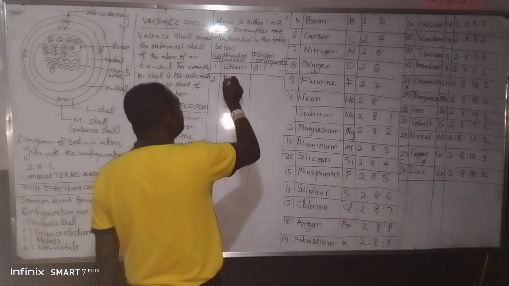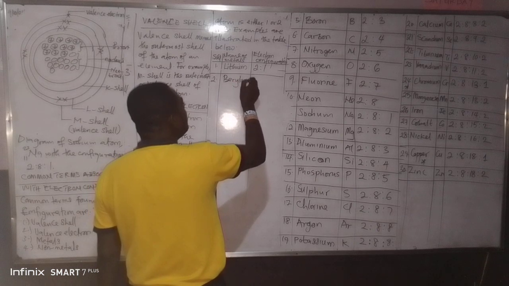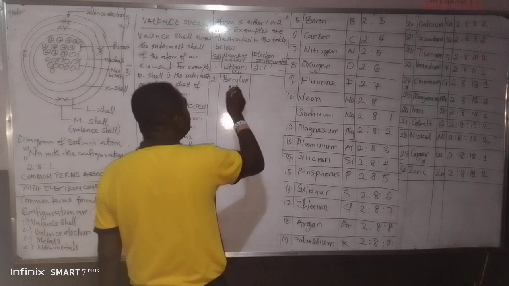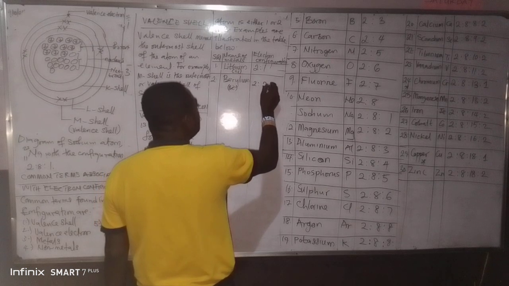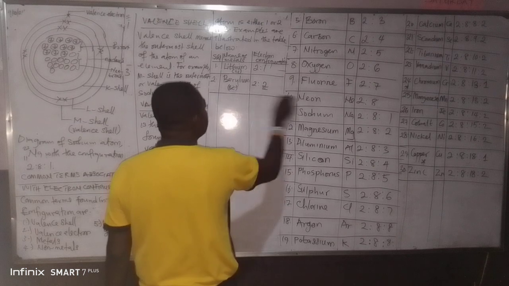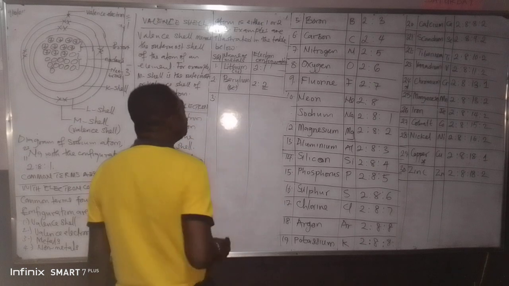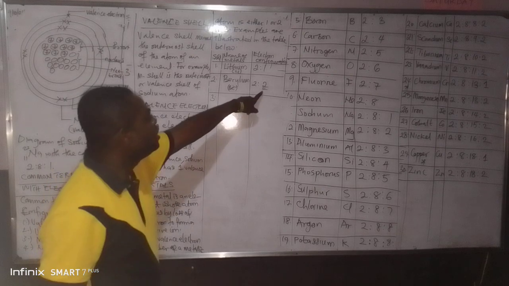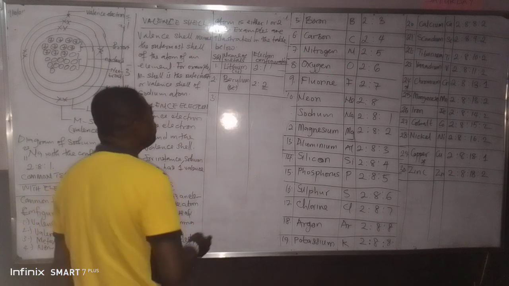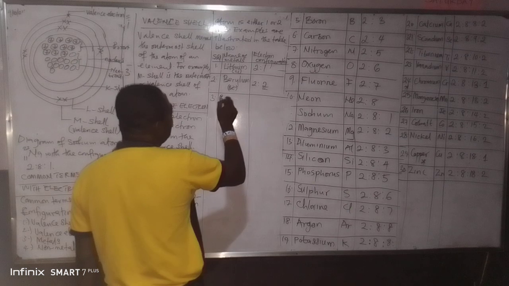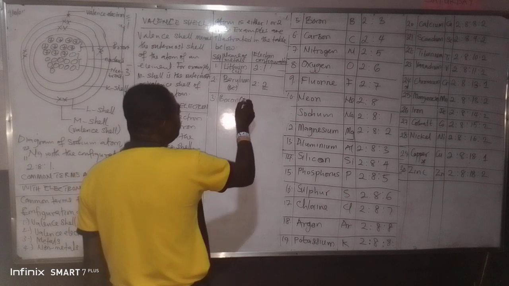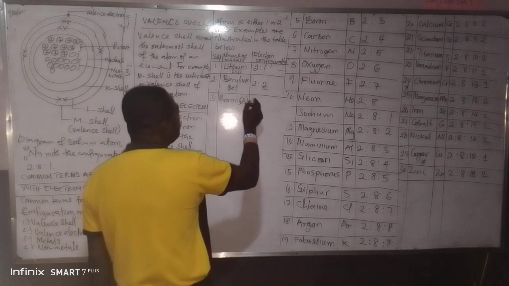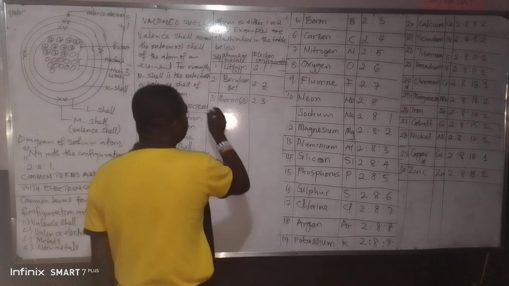Then we have beryllium, Be. That's 2, 2. So the valence electron is 2, so it's a metal. If they ask you about an element, is it a metal or a non-metal? Just try the configuration. If what you have outside is 1 or 2 or 3, it is a metal. We have boron, B, having 5 electrons, B5. So we have 2, 3.